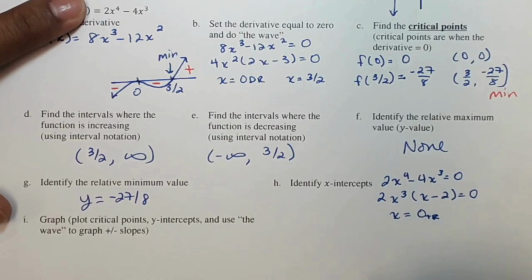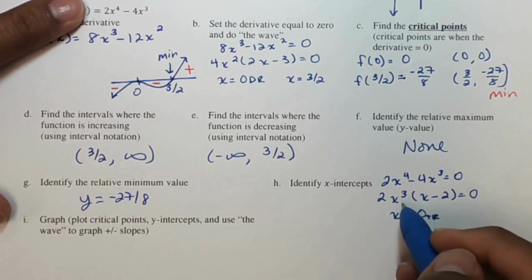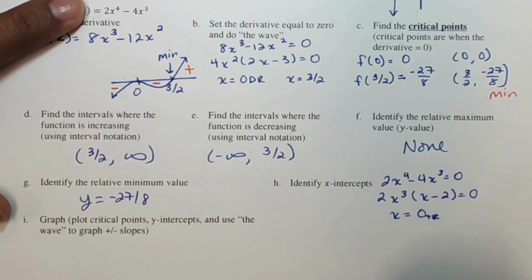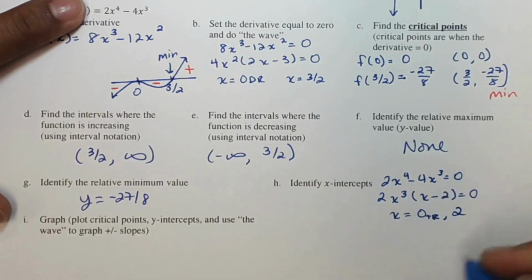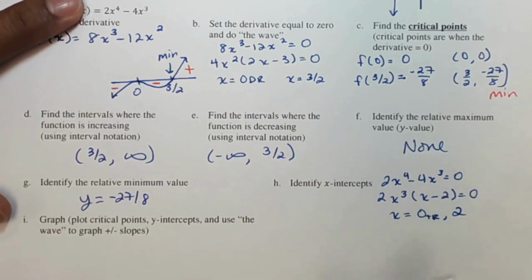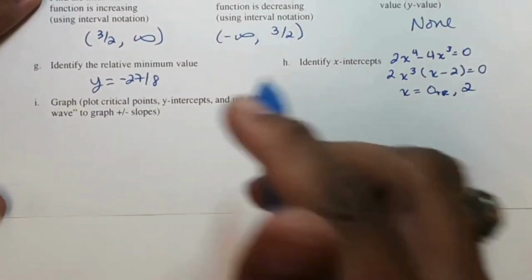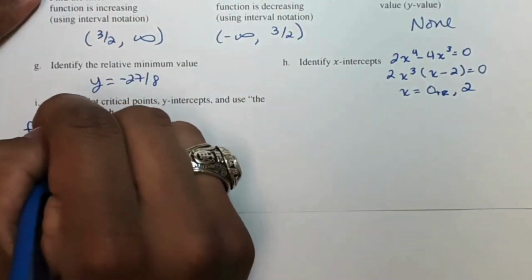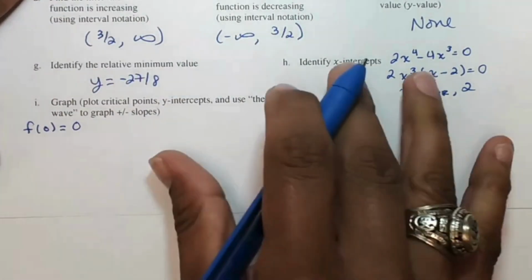You can put TR next to it if you want to, but honestly, that doesn't change anything, because if you have an odd root, it goes through that 0. If it's an even root, it bounces. And then when x minus 2 equals 0, we get 0, 2. So we're going to plot the critical points. Oh, we didn't do a y-intercept, but that's pretty easy. f of 0 is 0. And use the wave to graph the positive and negative slope.